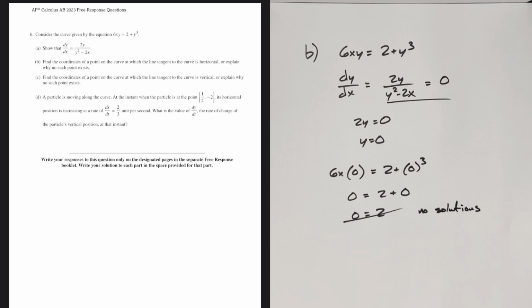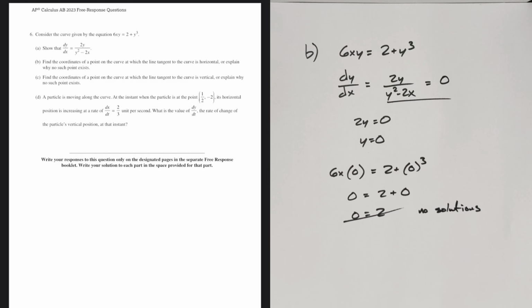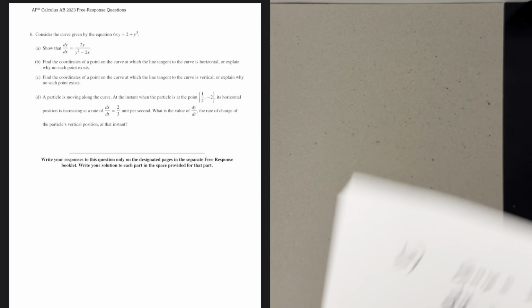solutions. So therefore, the only possible way we could get a horizontal tangent is y equals 0. That doesn't actually exist on the curve. For the curve, y never equals 0. So therefore, no such point exists for a horizontal tangent. So that is the answer to part B.